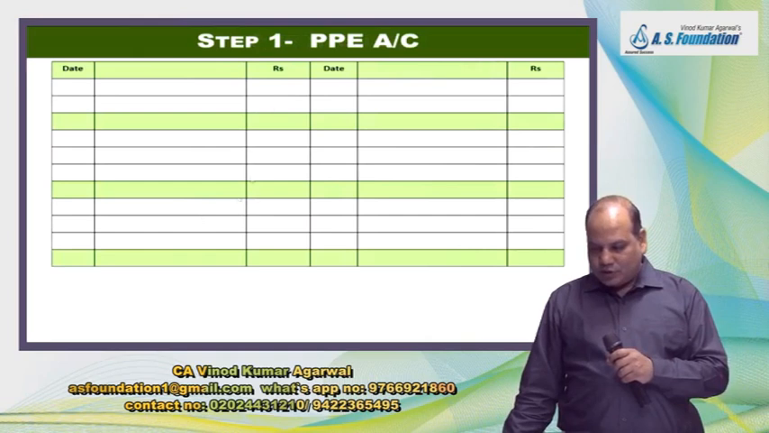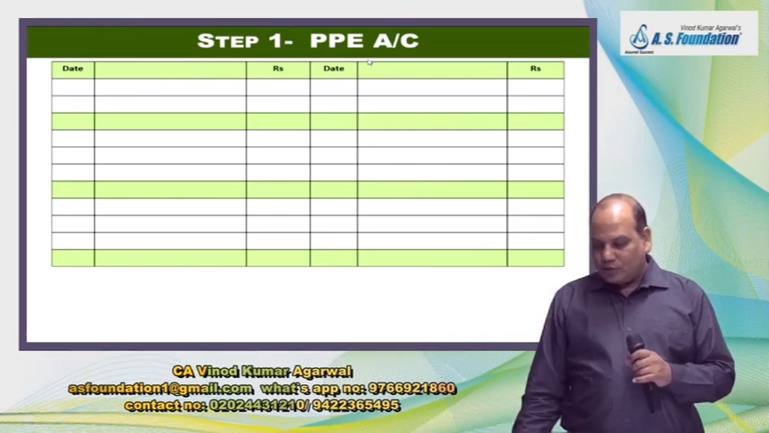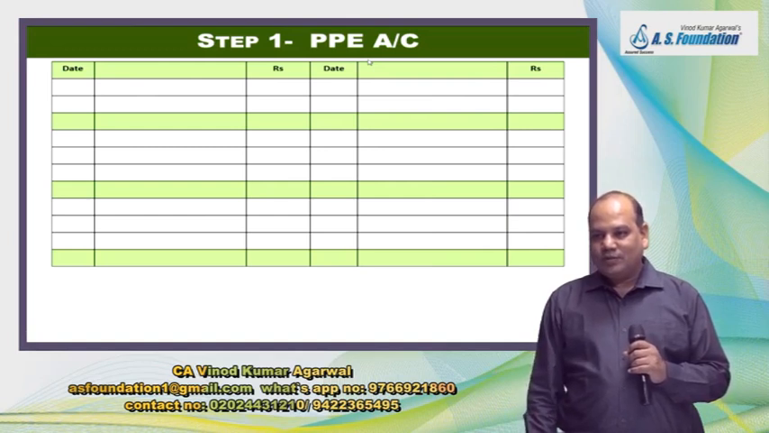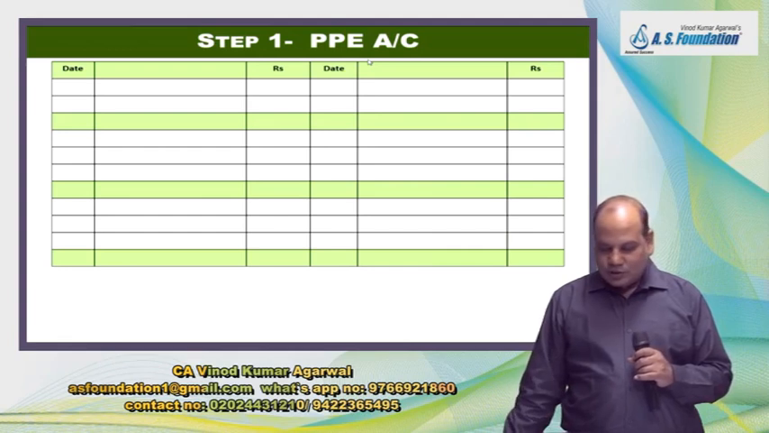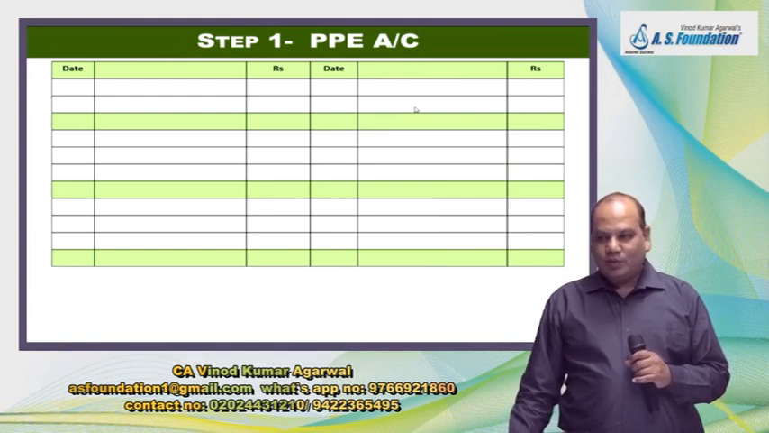So write down. First, I will show you how to prepare property, plant, equipment. Either you do it in the form of a ledger account or in the form of a statement. What do you prefer? Account? Right. Account is easy. Buy, debit, sell, credit. Depreciation, credit side. And if there is a profit, debit side. If there is a loss, credit side. So it is easy for me to keep a tab on plus and minus.